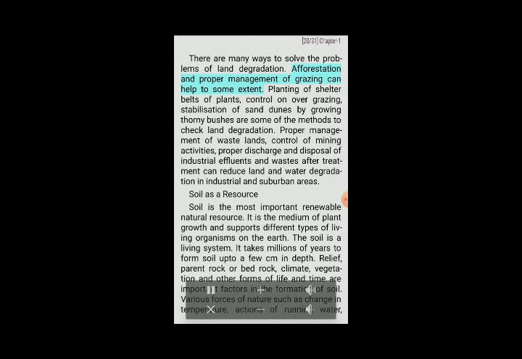Afforestation and proper management of grazing can help to some extent. Planting of shelter belts of plants, control on overgrazing, stabilization of sand dunes by growing thorny bushes are some of the methods to check land degradation. Proper management of waste lands, control of mining activities, proper discharge and disposal of industrial effluents and wastes after treatment can reduce land and water degradation in industrial and suburban areas.